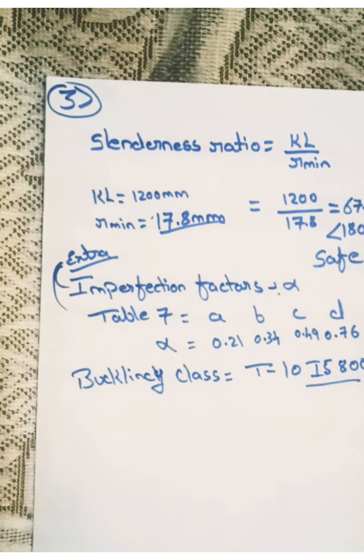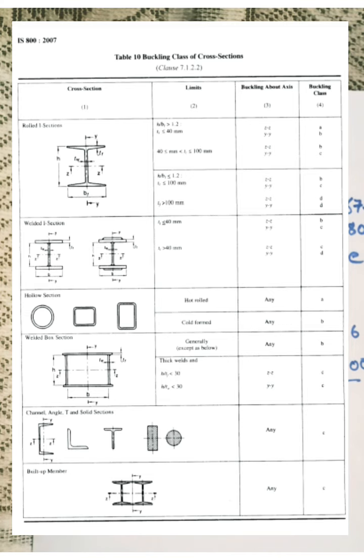So here you can see Table number 10. For I sections, if h by bf is greater than 1.2 and thickness of flange is up to 40 mm, where h is overall depth and bf is width of the flange, we refer to buckling about axis zz or xx and yy. About zz axis the buckling class will be A, and about yy axis the buckling class will be B. Similarly, if the thickness of flange is between 40 mm to 100 mm, about xx and yy we can take B and C respectively.